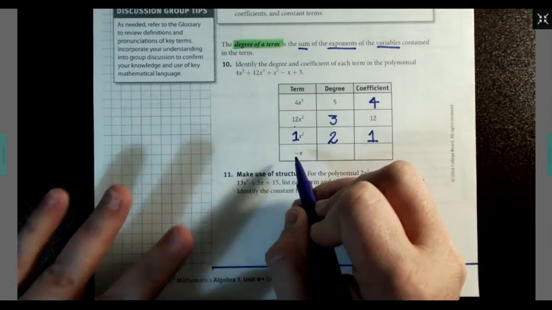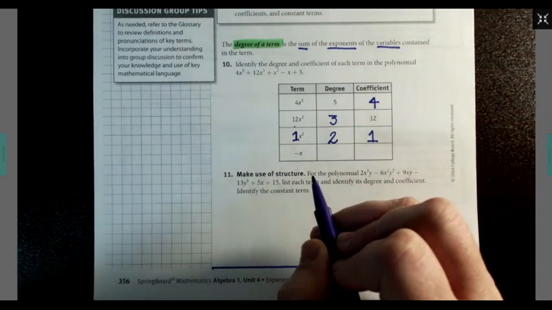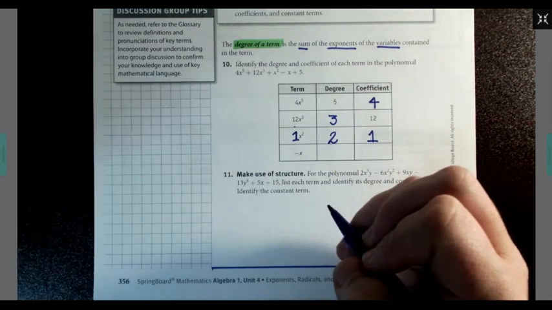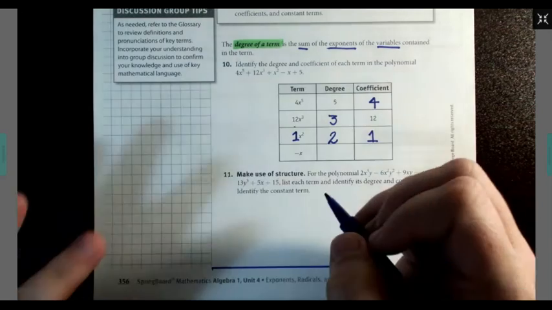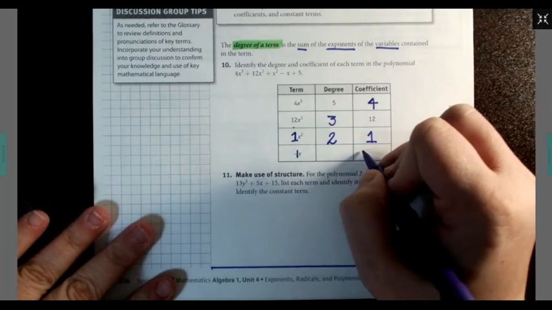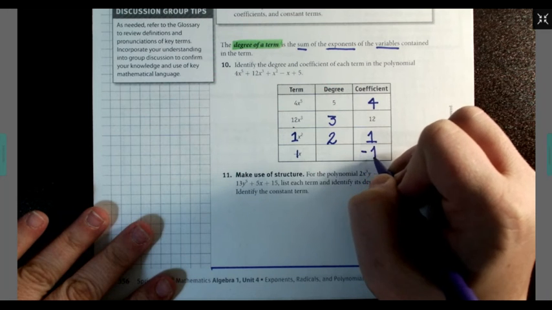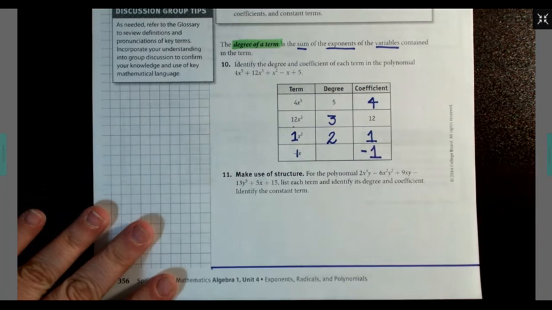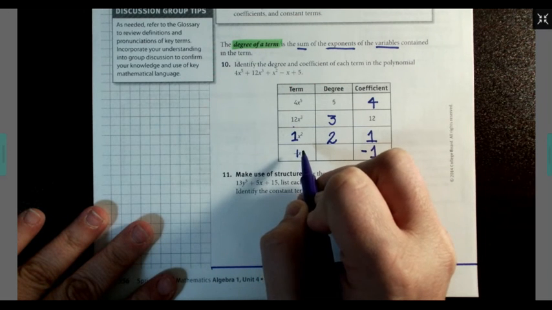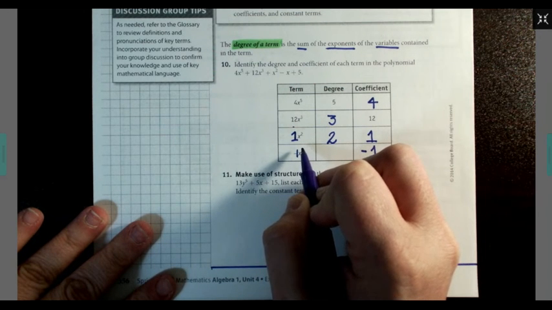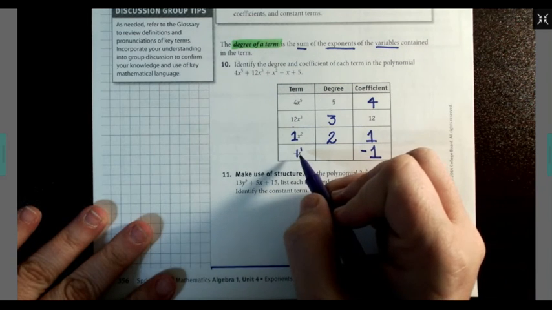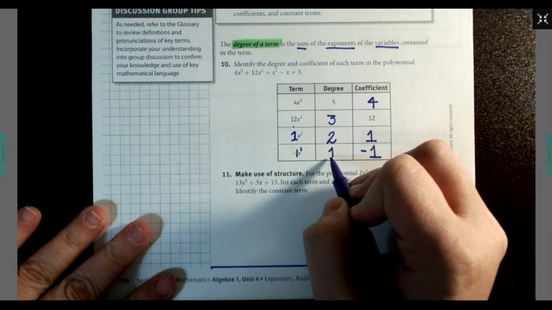Here, we have no number in front of the x, but we do have a negative sign. Just as if it were positive, we would have this understood 1 right there. So my coefficient is actually negative 1 in this case, because you do have to carry the sign with it. Now, if we have a variable but no exponent, it is understood to be 1 as well. So my degree here is 1.